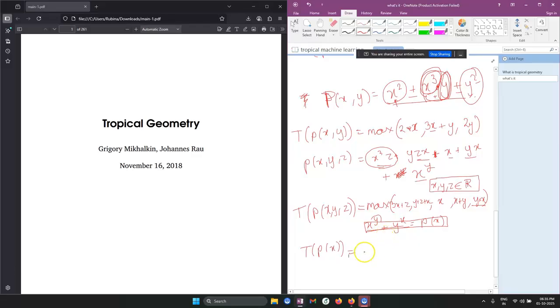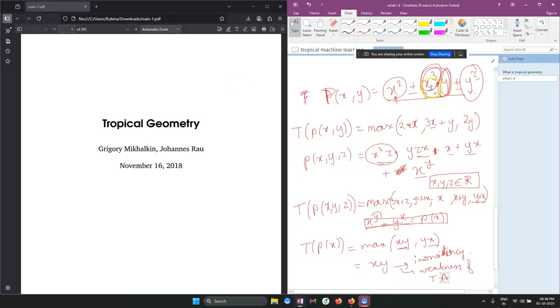And I just want you to note that this will result in max of xy, comma yx. And since you're taking the max of 2 terms, it's literally itself, of 2 of the same terms. So, this is some sort of inconsistency. How do you spell inconsistency? Right. Okay. It is inconsistency, or more specifically, it's a weakness of tropical algebra. Okay. And with that, we are now going to start reading the book.